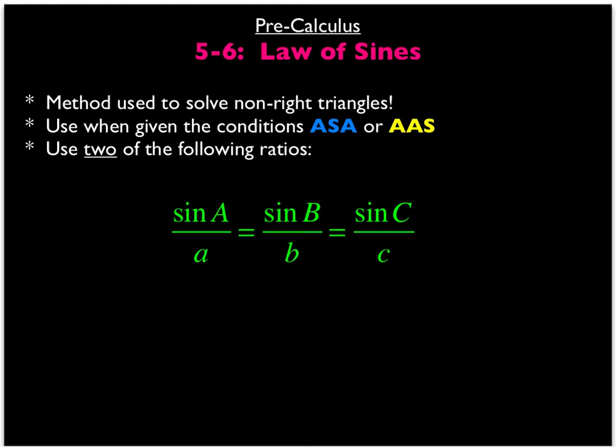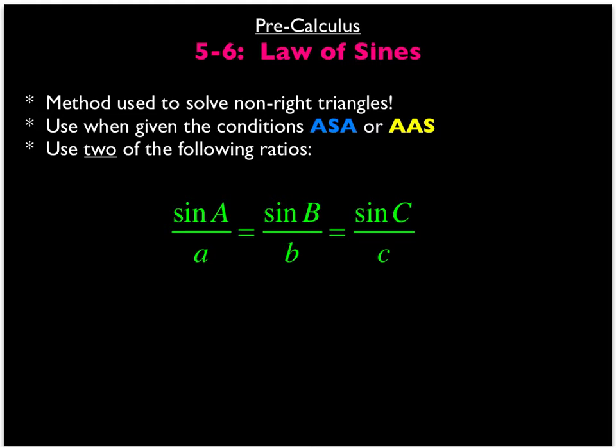The main times we use the law of sines is with these two conditions: angle side angle or angle angle side. So in other words, two angles and a side. And later on we'll see another time when we use the law of sines called the ambiguous case.